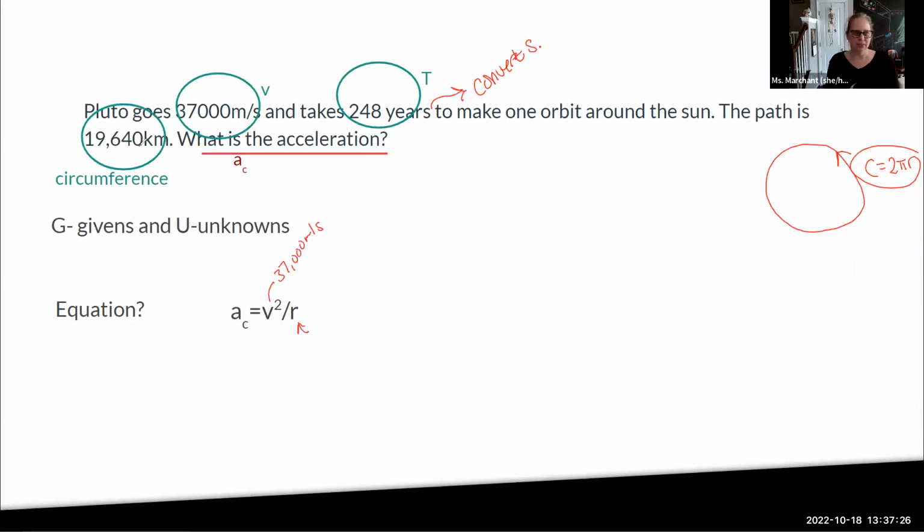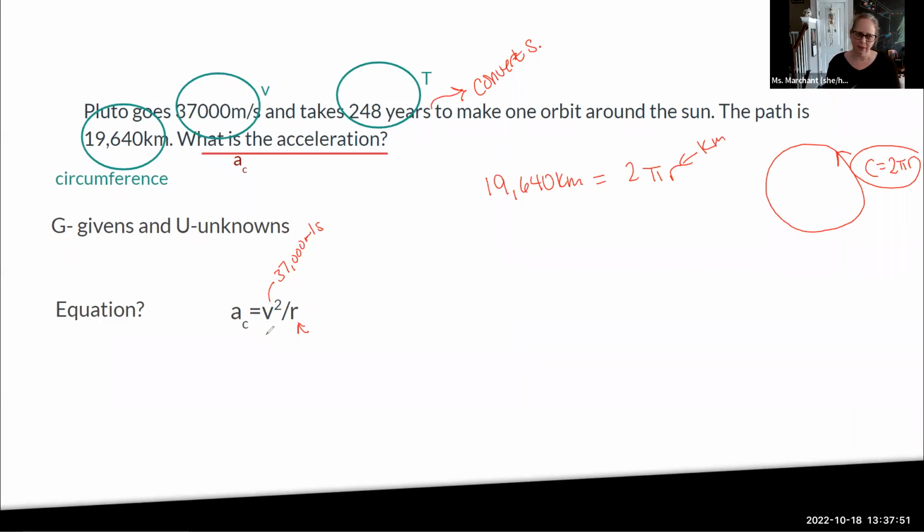Do we know a radius? No, read carefully. Don't just assume if they give you a unit of length, it is a radius. It's not, it's a circumference. So we're going to have to calculate our radius. 19,640 kilometers is equal to 2 pi r. Now, if I leave it like this, what units is my radius going to be in? It's going to be in kilometers.